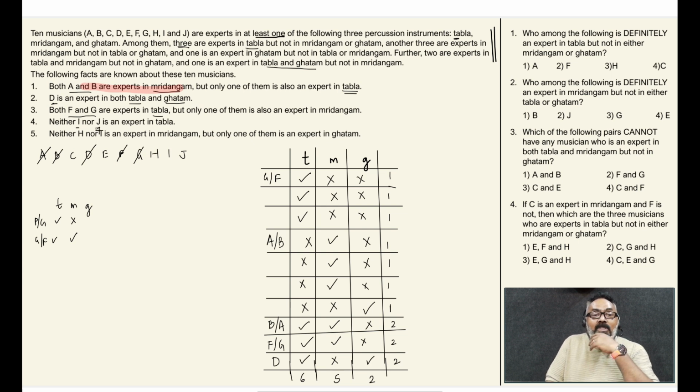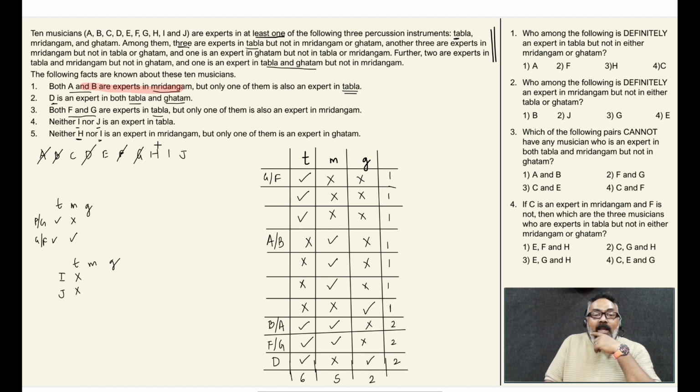Neither I nor J are expert in tabla. So we have got I, J. Tabla, mridangam, ghatam. Neither I nor J is expert in tabla, which means they would go somewhere here. Now the problem is there is some tick fellow here and there is another one. So these two are behaving in the same manner, and we have this fellow which is slightly different. So one of them is going there. Okay, we don't know where. We'll keep it as it is.